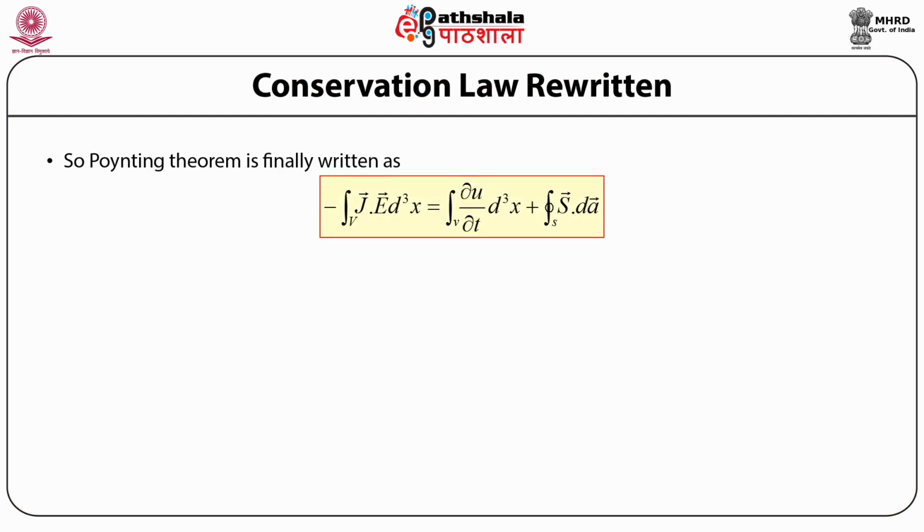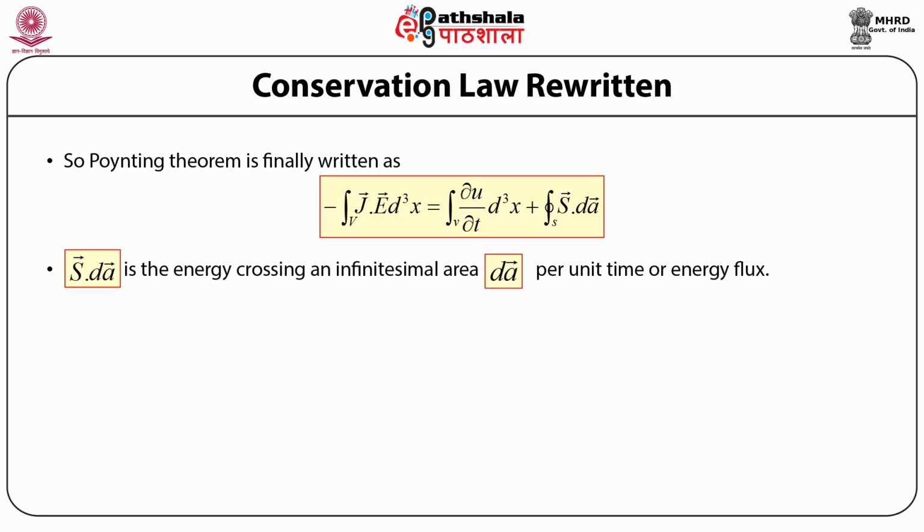So the Poynting's theorem is finally written as minus of the volume integral with respect to the volume element d cube x over the dot product of the current density J and the electric field vector E, and this is equal to the volume integral over d cube x of the partial time derivative of u, that is the energy density of the electromagnetic field, plus the surface integral of the Poynting's vector S dot the surface area vector dA, where the dot product of S and dA is the energy crossing an infinitesimal area element dA per unit time, or the energy flux, and the Poynting's vector S is also called the energy flux density.